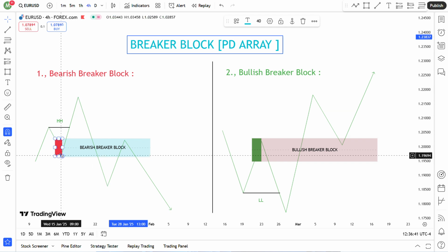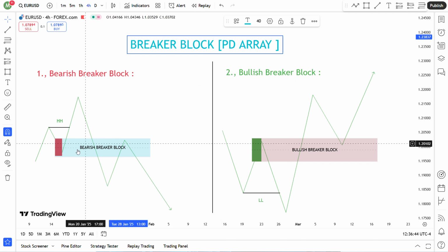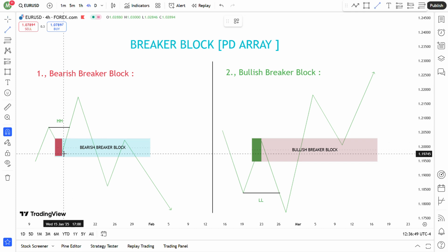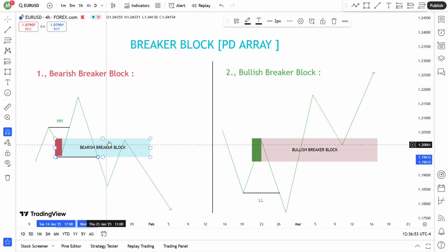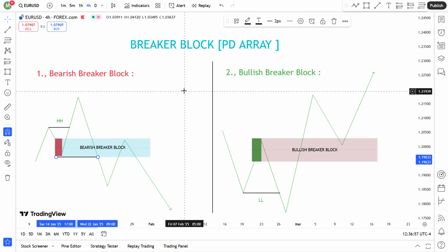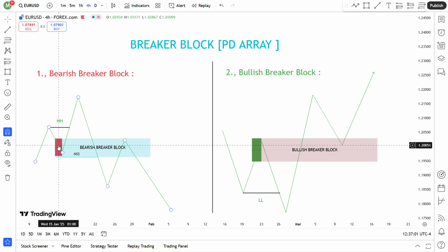So, first step, the market needs to break the structure. After that, the market needs to form a market structure shift, which is known as a trend change. This area is known as the market structure shift. So, step two is for the market to create a market structure shift. After the market structure shift, find the last down-close red candle. This is a red candle. The last down-close bearish candle is known as the bearish breaker block.